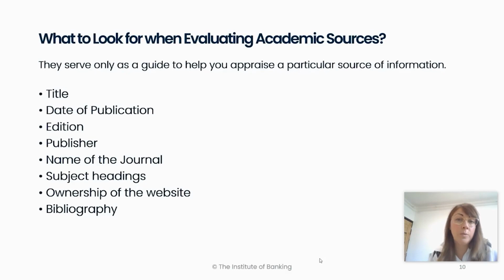I said you have to be very careful with online sources. You need to look at the title, the date of the publication, the edition, the publisher, the name of the journal, the subject headings, the ownership of the website. In other words, who paid for this particular article, and the bibliography. Anything that has a bibliography tends to be of higher quality because it's an academic scholarly journal. So you can be assured that it's a reliable source of information.